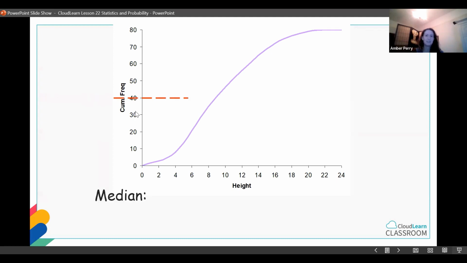You can read it by drawing a nice straight line from that 40 to the line, the graph, and then get your ruler and draw a line down to the height. So we know that our 40th tulip is about 9. I'd say it's a bit less than 9, but that's okay.